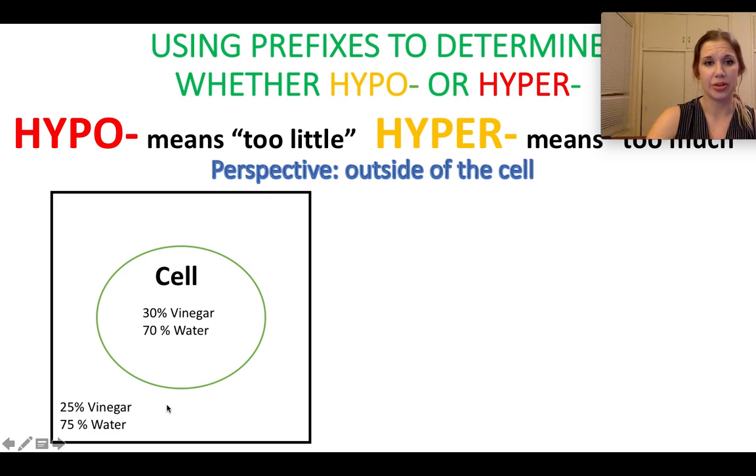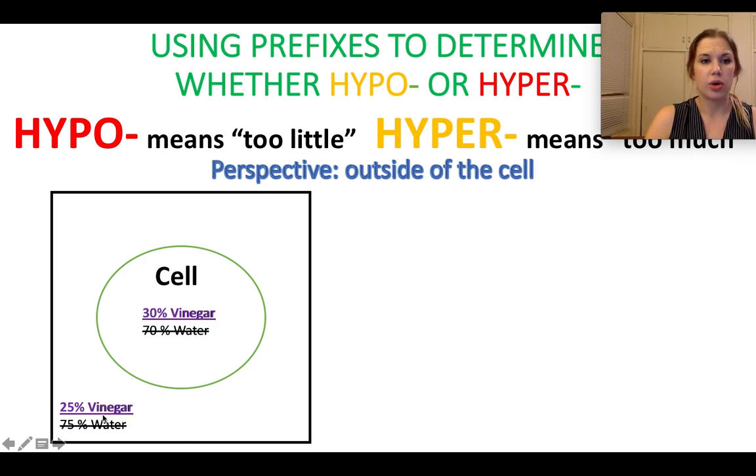Now that we know that, what I like to do is always get the water out of the way. I don't like thinking about it. I don't like looking at it. It's all about the solutes. That's what's important. So I see it's 30% vinegar inside and 25% vinegar outside.